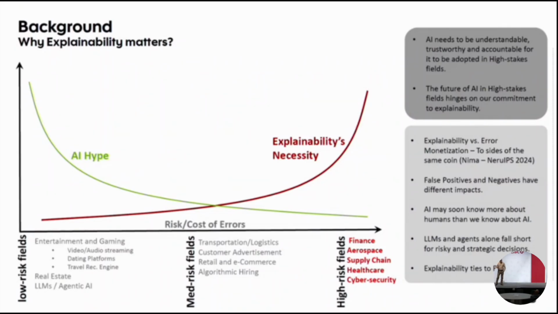I gave a talk last year at the NeurIPS conference where I tied explainability with error monetization. I mentioned that if you want to successfully deploy a model in the highest stake fields, you have to have a clear cost function. That was the point. AI may soon know more about humans than we know about AI. Based on the current trend in the AI field, very soon AI could be our team worker and group colleague. You have to understand AI if you want to work with AI in parallel.